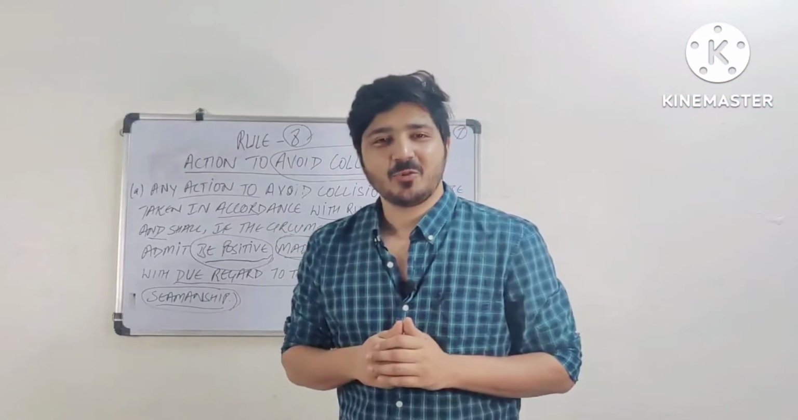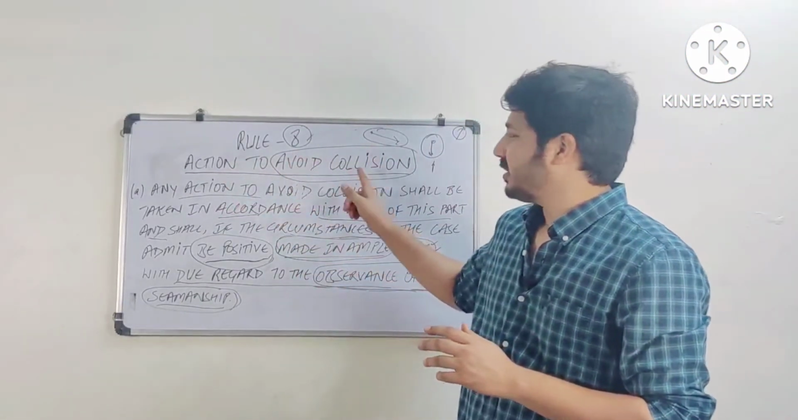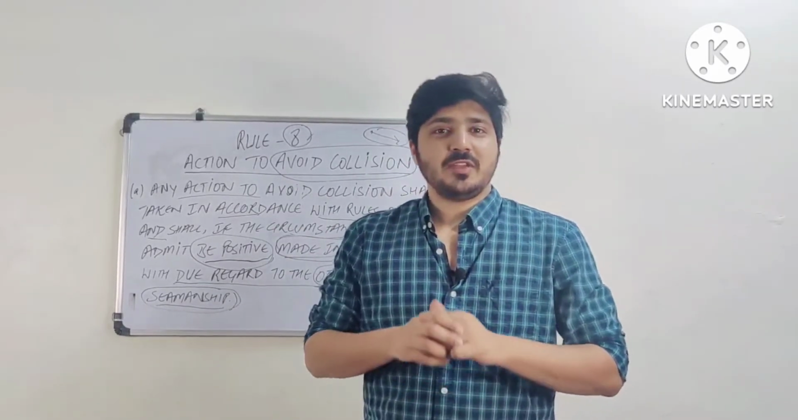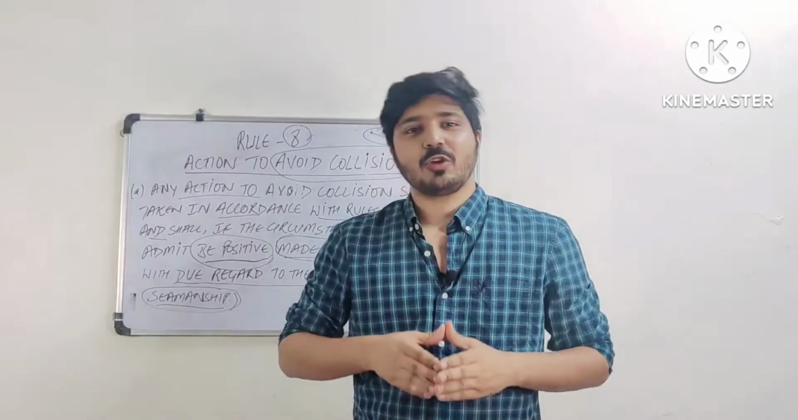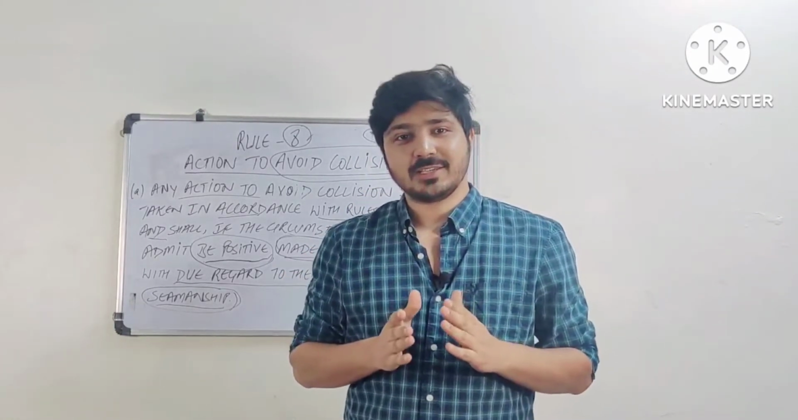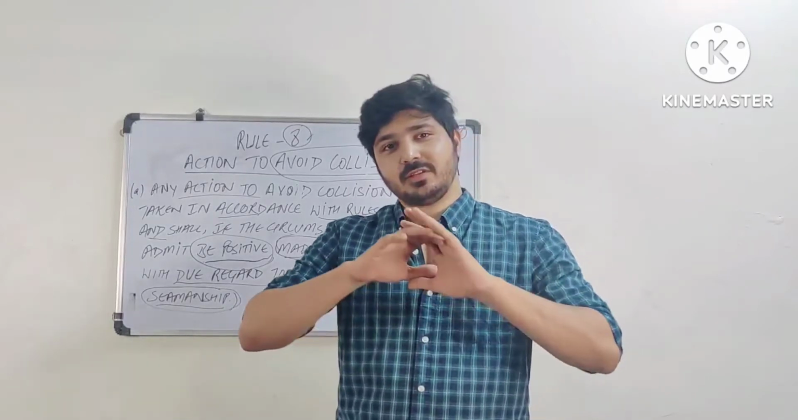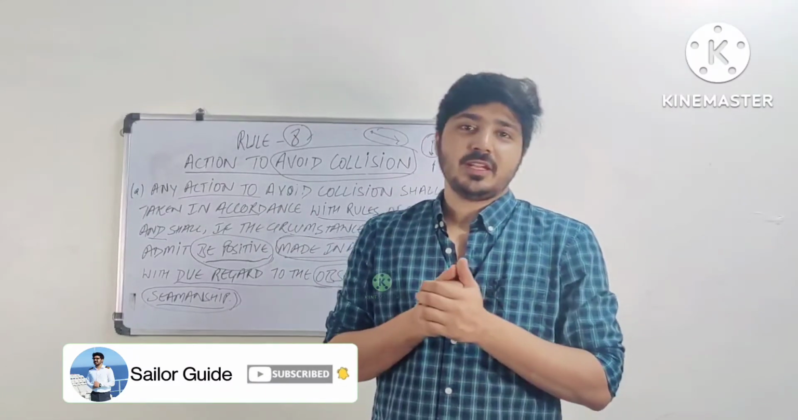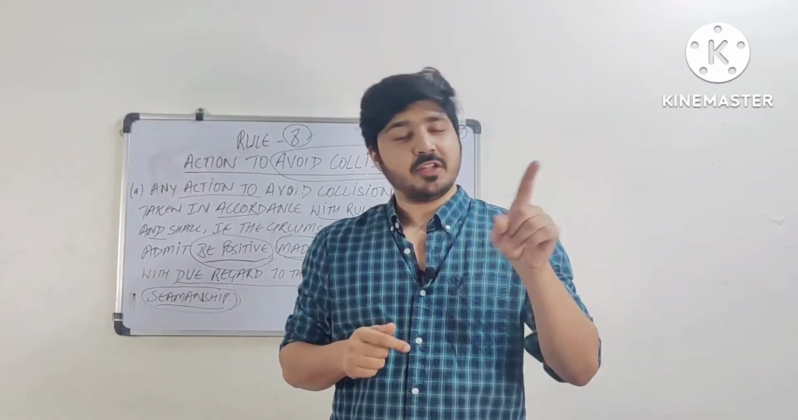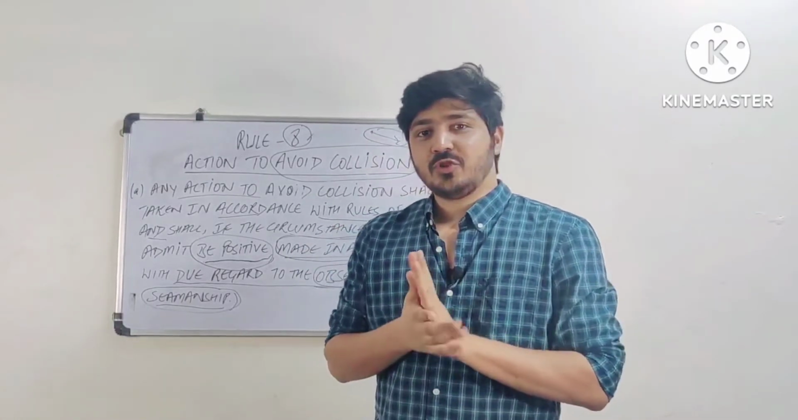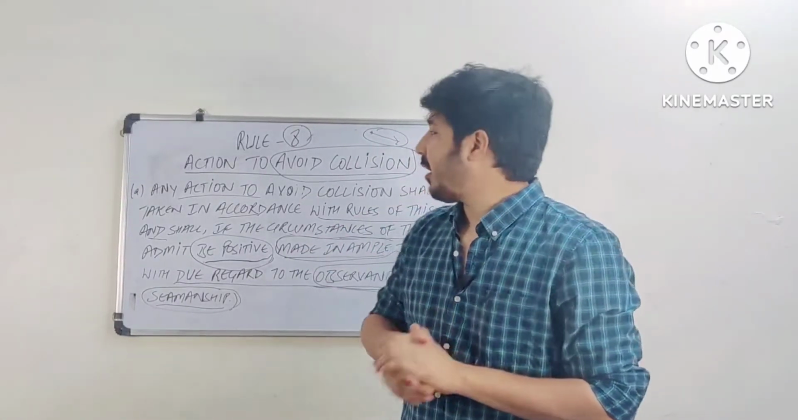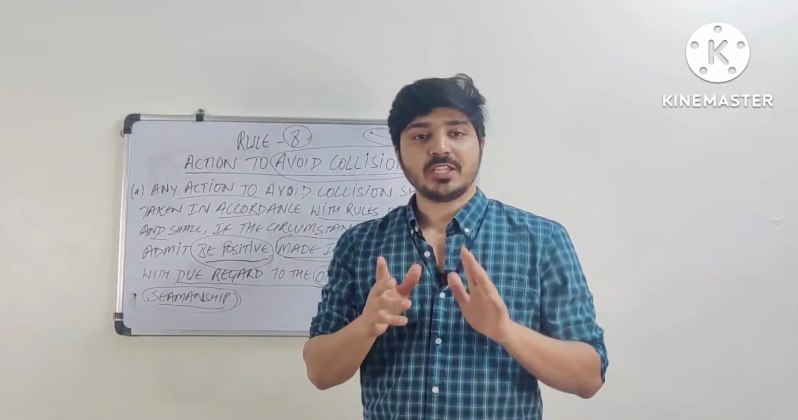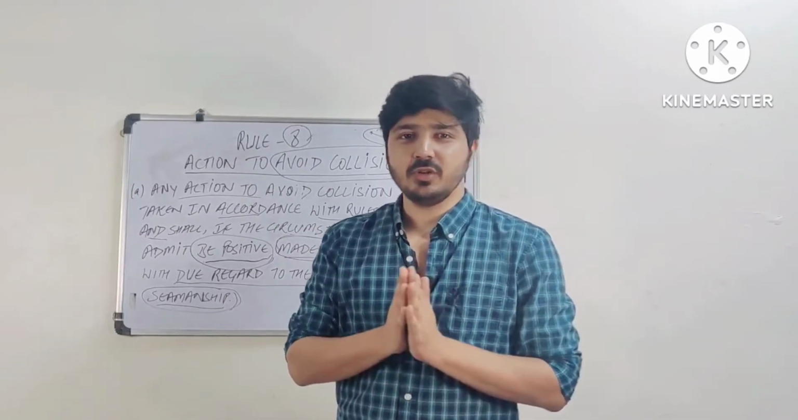Alright guys, so we are back again with rule number 8, that is action to avoid collision. Until now we have done rules number 5, 6 and 7. As we have covered lookout, as per the lookout you have reduced the speed of the vessel, that is rule number 6, safe speed, and there are various factors on which safe speed depends. After that you have to identify the risk of collision, which we covered in rule number 7. Now as you have discovered the risk of collision at sea, you have to take action to avoid collision. As per rule number 8, I will give you a brief of what is inside this rule.